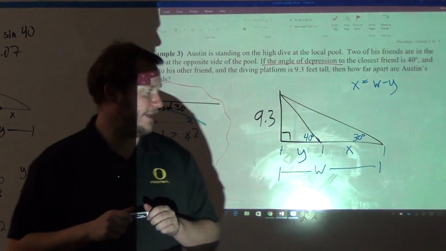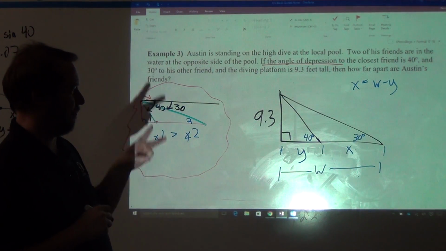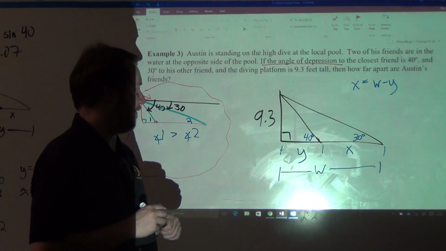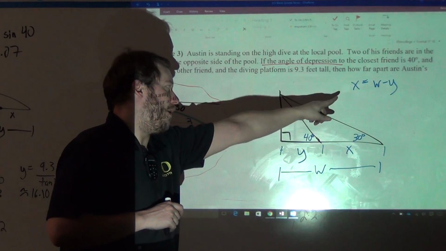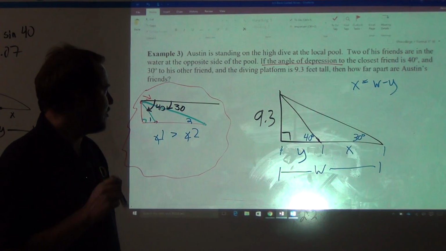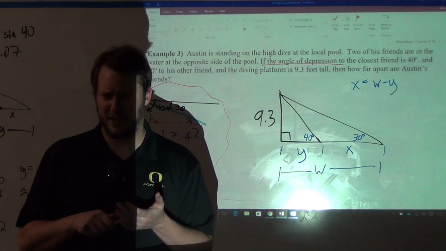We'll pick up in just the next video about finishing this problem off. I'm going to draw 2 right triangles. I'm going to figure out what each w and y are, and I'll plug it in and figure out what x is. Try to get example 3 and example 4 done for you in just a few moments.